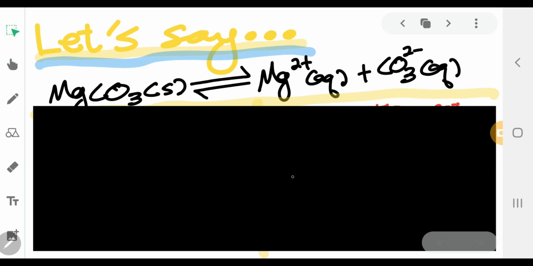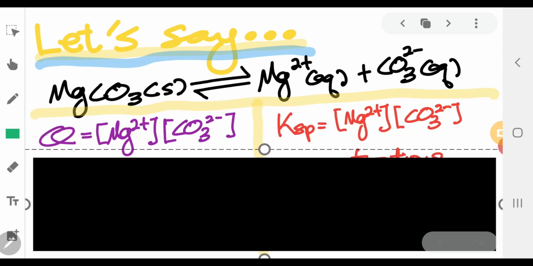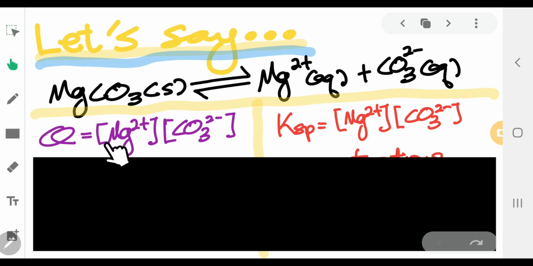To write the expression of Q and Ksp, it would be the same. This is how you're going to write the expression for ion products. And if you look on the other side for the Ksp, this is the way you're going to write it. So to write the expression, it will be the same. But what is the difference?